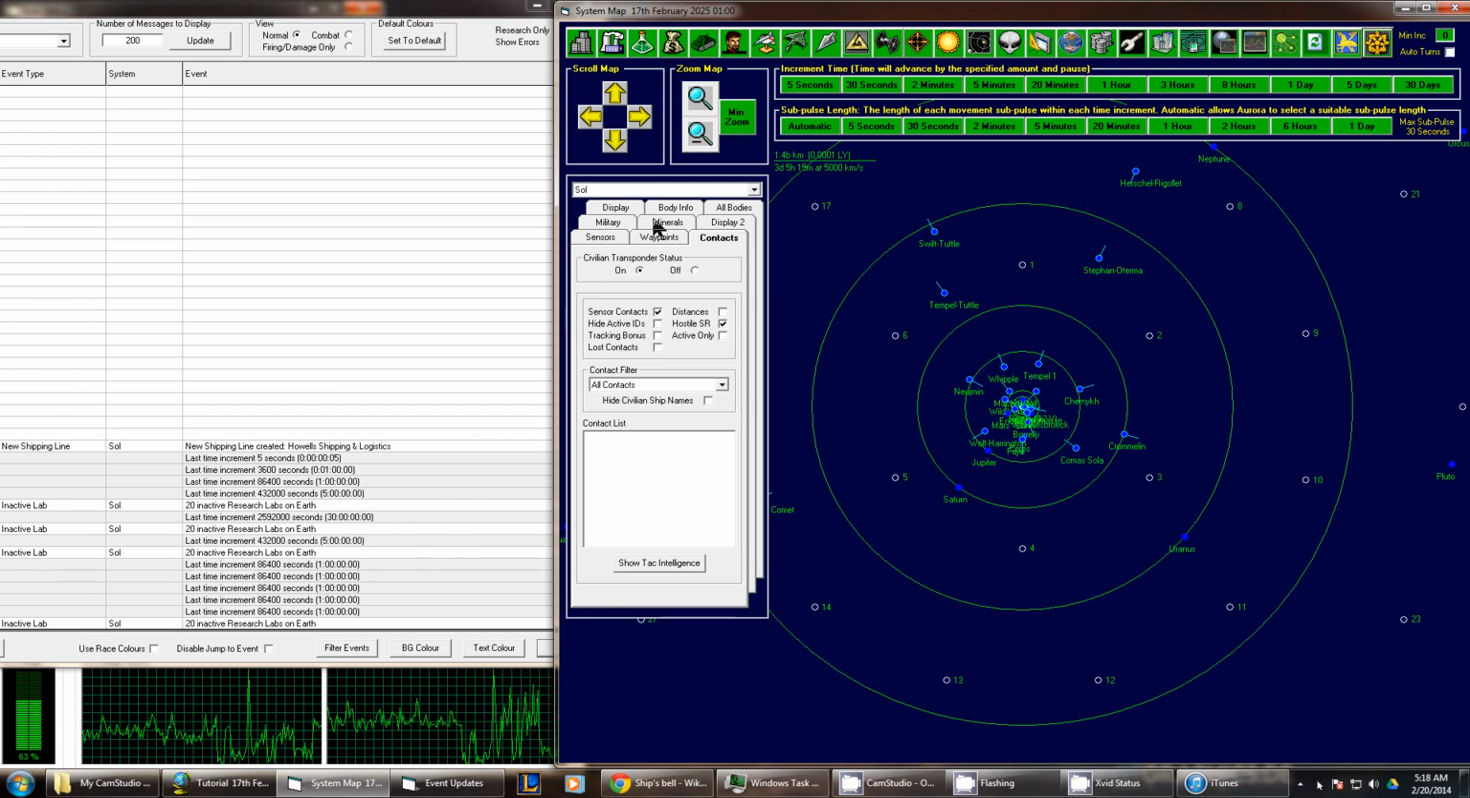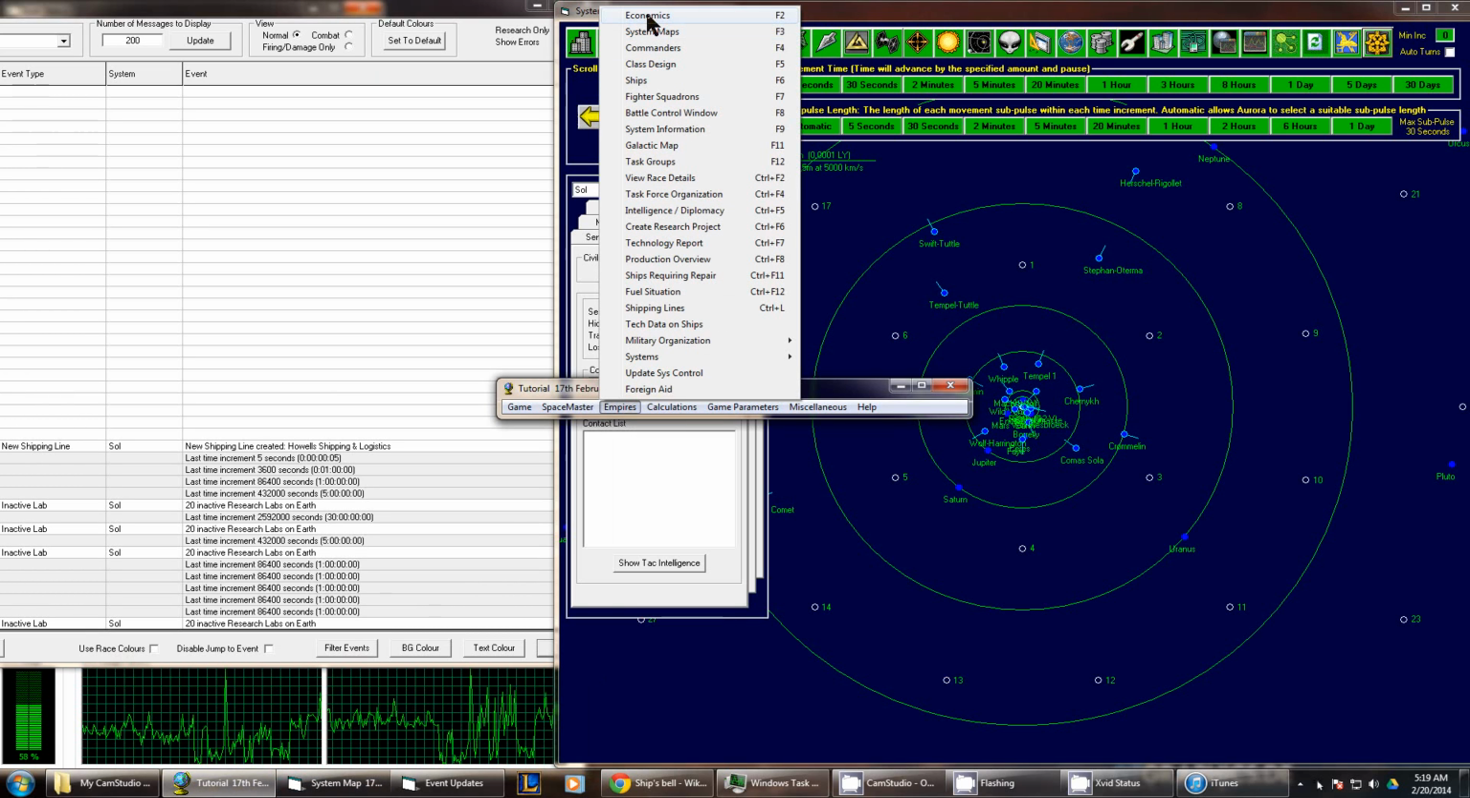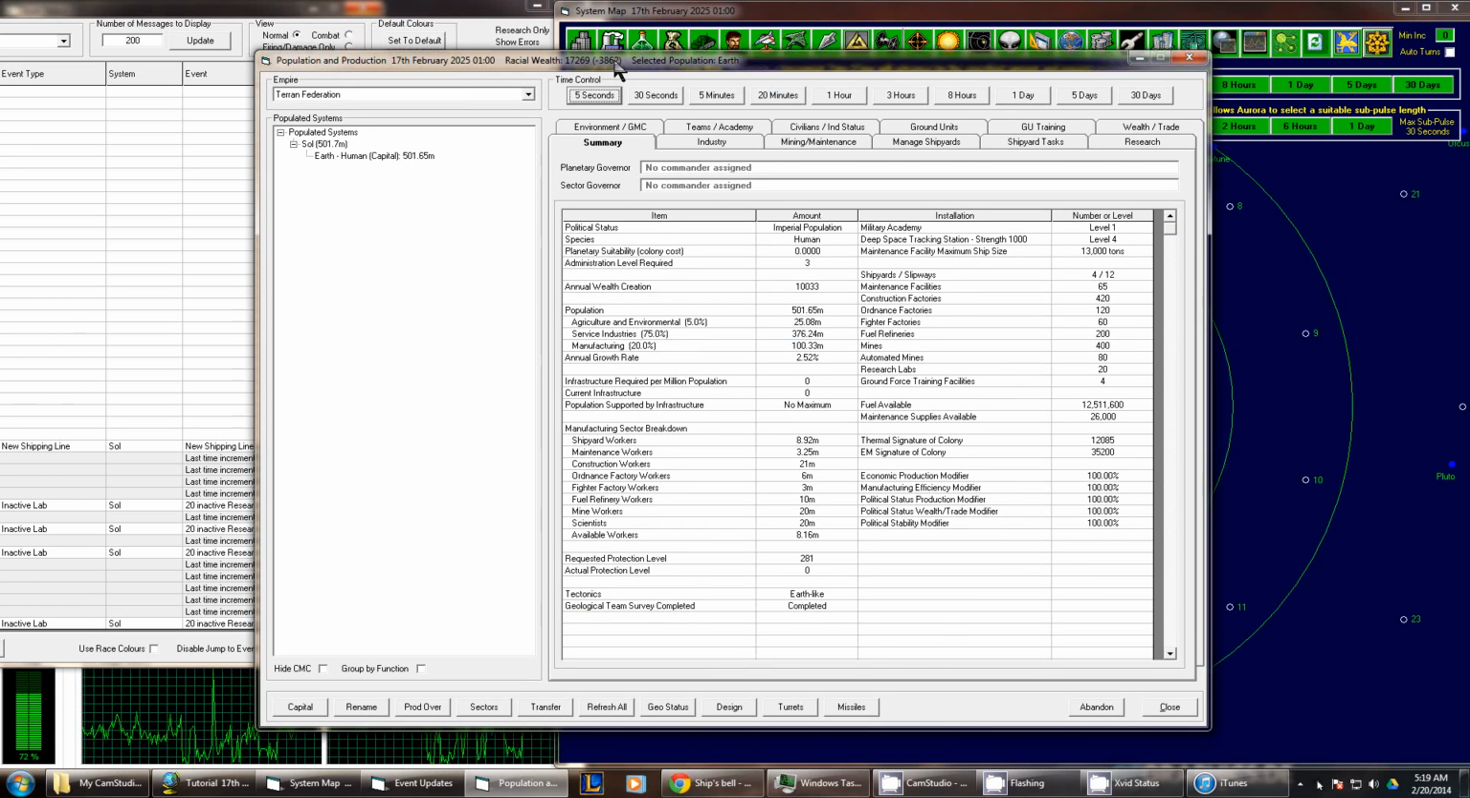For this portion, we're going to get into the economics and understand the economic screen. A couple ways you can get to it. The first 5 buttons will take you to the economic screen. Alternatively, you can come to Empires and go to Economics up here, or the third way, Economics, pressing F2. Let's go ahead and take a look here.